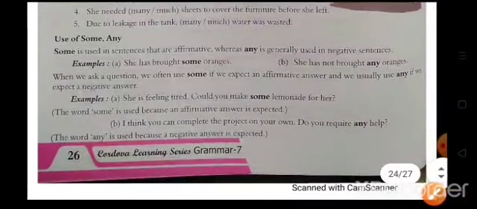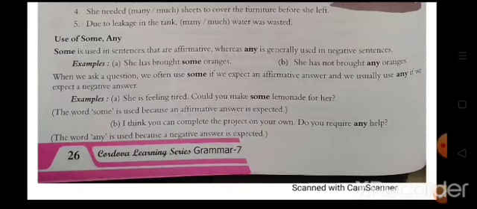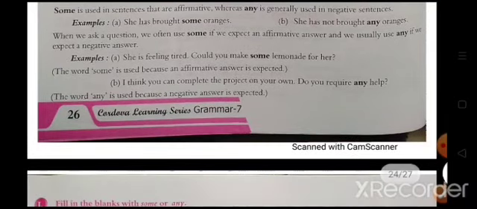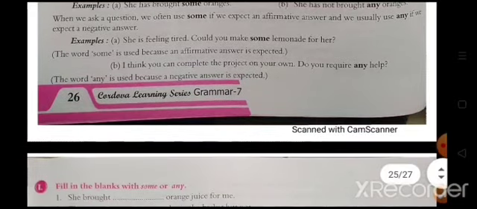Use of some or any. Some is used in sentences that are affirmative, whereas any is generally used in negative sentences. She has brought some oranges, she has not brought any oranges. She is feeling tired, could you make some lemonade for her? The word some is used because an affirmative answer is expected.